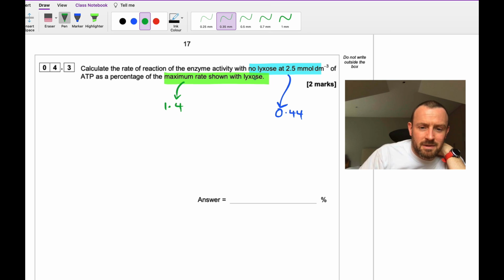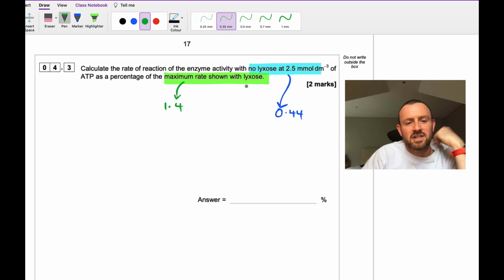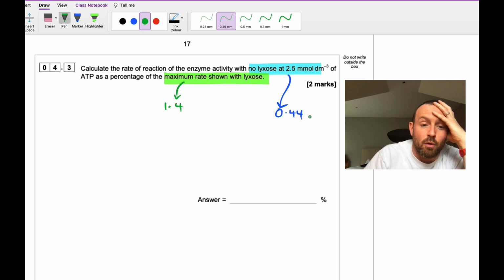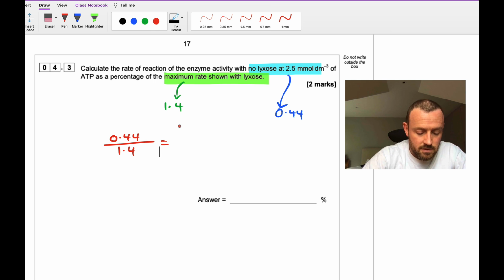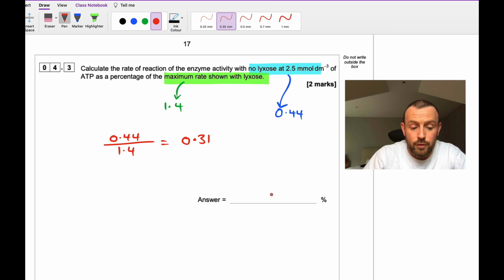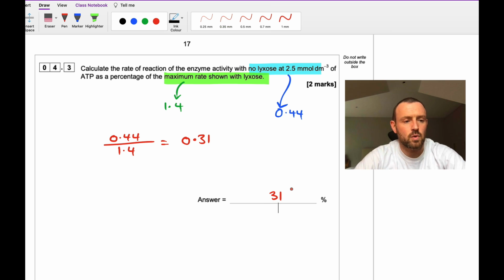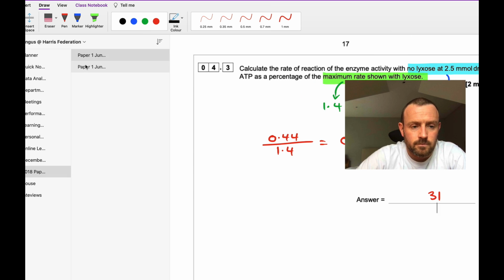Calculate the rate of reaction of the enzyme activity as a percentage of the maximum rate. So basically, 0.44 is what percent of 1.4. So then we just do the calculation. I'm doing red. So it's 0.44 divided by 1.4, and we times it by 100 to make it percent. Let's do that. 0.44 divided by 1.4 equals 0.31, or 31%. 2 marks, hopefully. Check mark scheme.